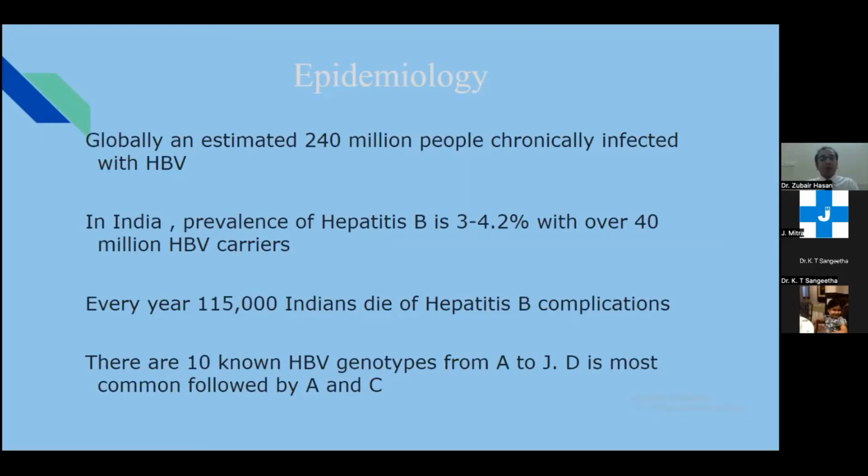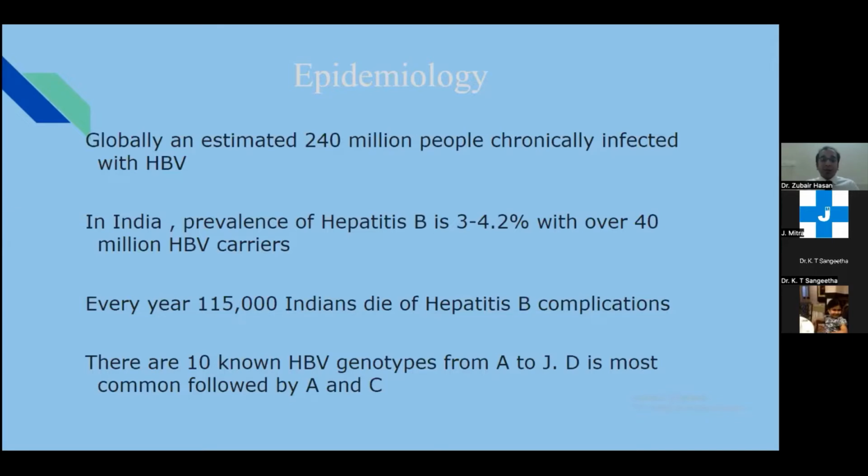If we talk of our own country, it is about 4.2%, with over 40 million HBV carriers. Just imagine, out of 100 people around you, 3 or 4 may be hepatitis B carriers. It's a big number. And every year, 1,15,000 people die of hepatitis B complications. It's something to think about, isn't it?